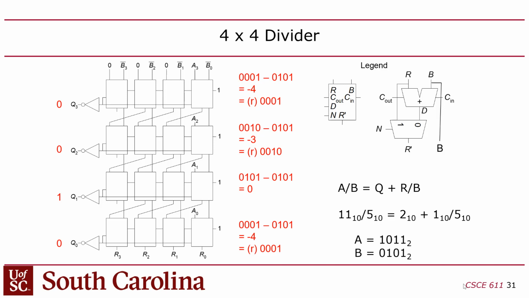Of course, the critical path here would be going through 4 of these boxes, and each one of those boxes is an adder and a mux. So you end up going through like 8 delays, where a delay is an adder or a mux. These are single bit adders. Full adders.